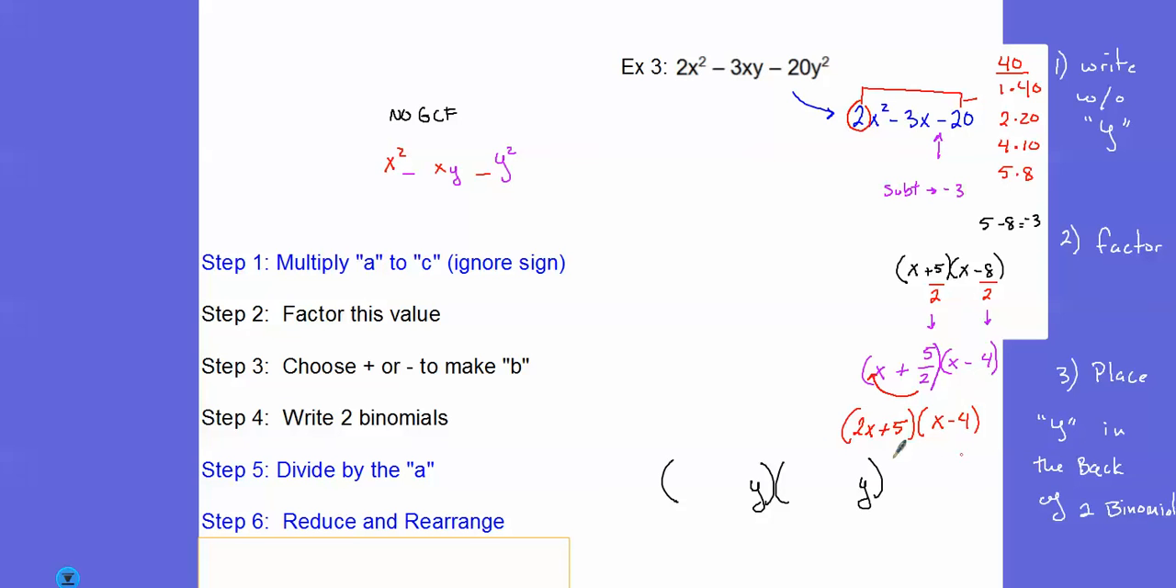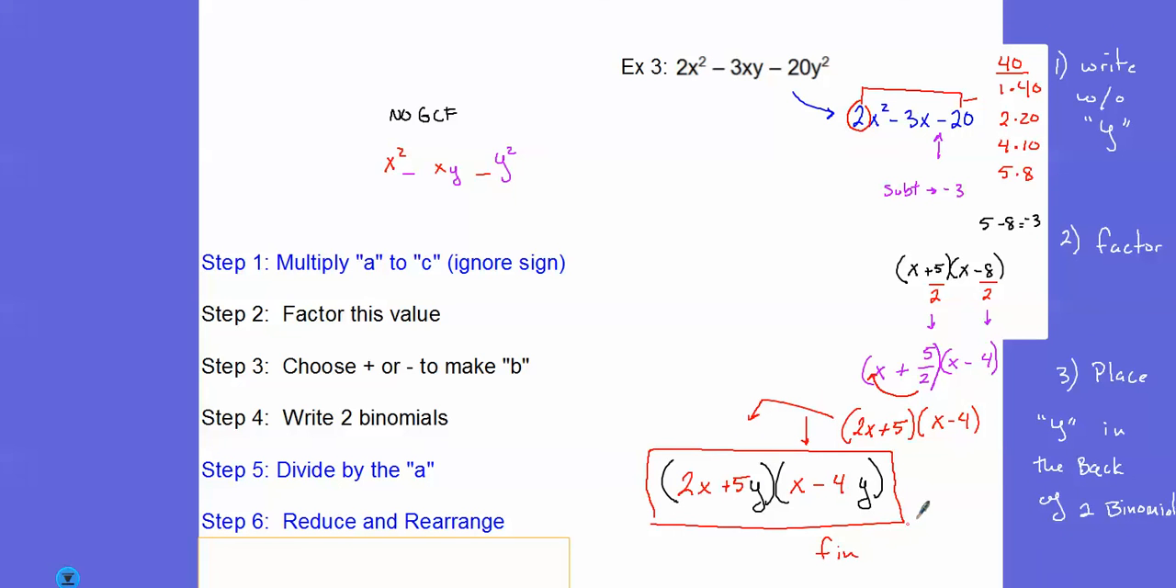Now, we're ready to put the y's back in, so this part is written here to make 2x plus 5y, and then I'll have x minus 4y. This would be the completed set of factors here, and we would be finished.